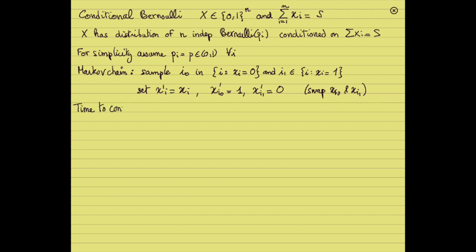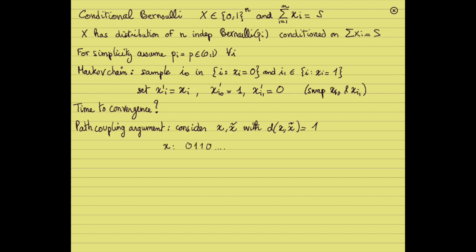We have taken a 0 and a 1 in x and swapped them. And we're wondering again, how many steps do we need to perform in order for this Markov chain to be close to stationarity? And stationarity here is the uniform distribution on all those binary vectors with a given sum. We'll employ the path coupling argument again, so we'll only have to look at x tilde with distance 1 and see if we can obtain a coupling with a contraction.